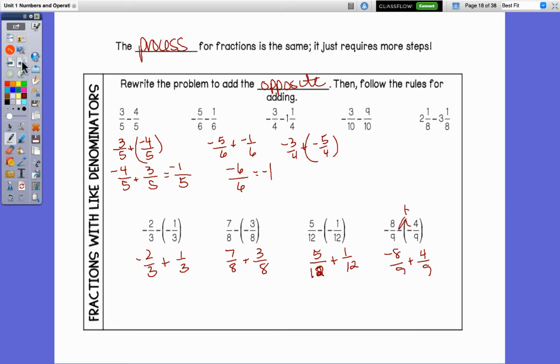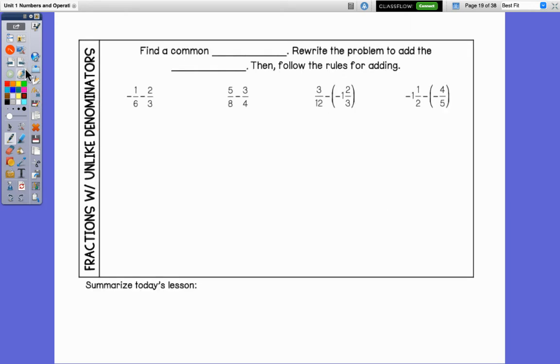Bonus points mean something. Okay, finally, we're going to be using the unlike denominator. So the first thing we have to do is find the common denominator. You need your multiplication charts out for this. You're going to rewrite to add the opposite, then follow the rules for adding.